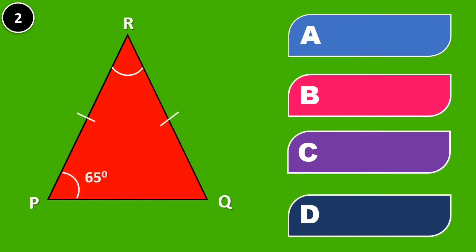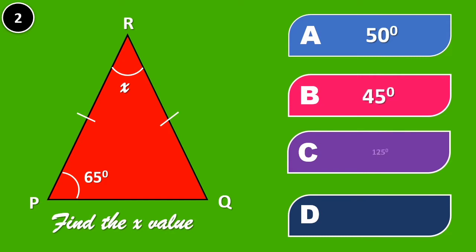In triangle PQR, PR is equal to QR. Angle P is equal to 65 degrees, angle R is equal to X degrees. Find the X value.